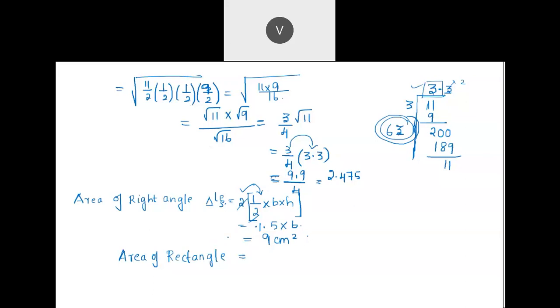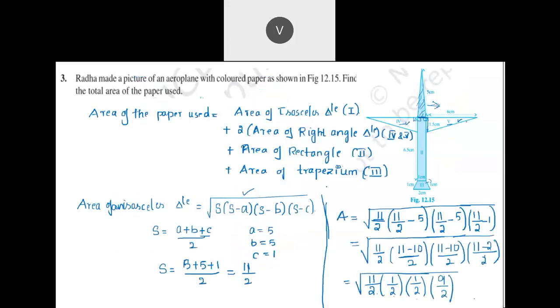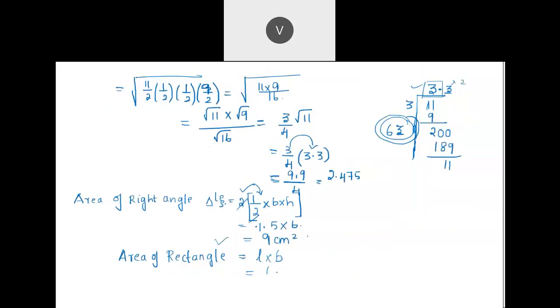Okay, tell me the formula for area of rectangle, children. Ma'am, length into breadth, ma'am. Length into breadth. And which is length and which is breadth here? Length is 6.5 and breadth is 1 centimeter. Which is equal to 6.5 centimeter square, ma'am.